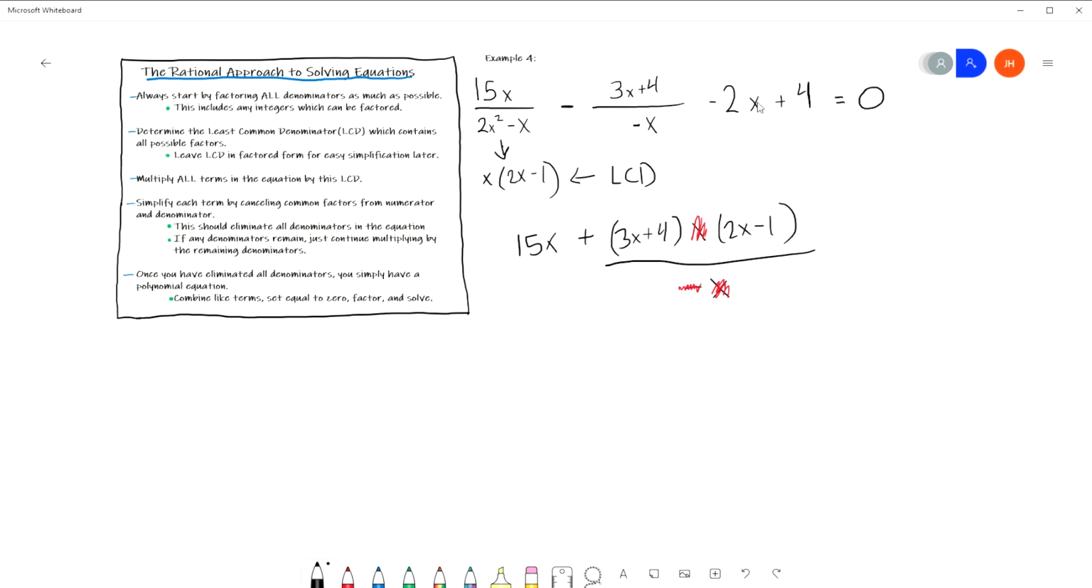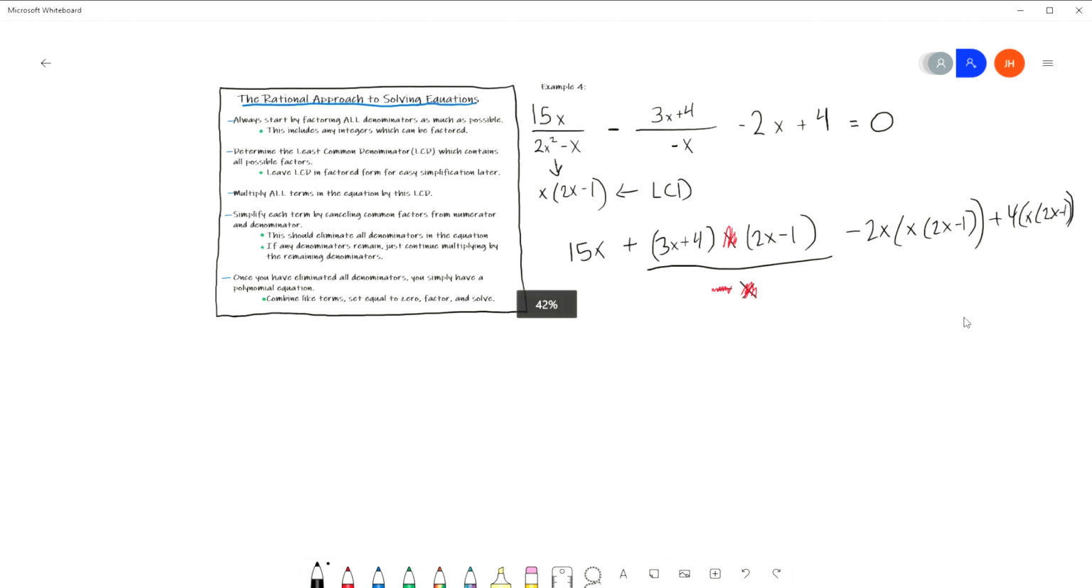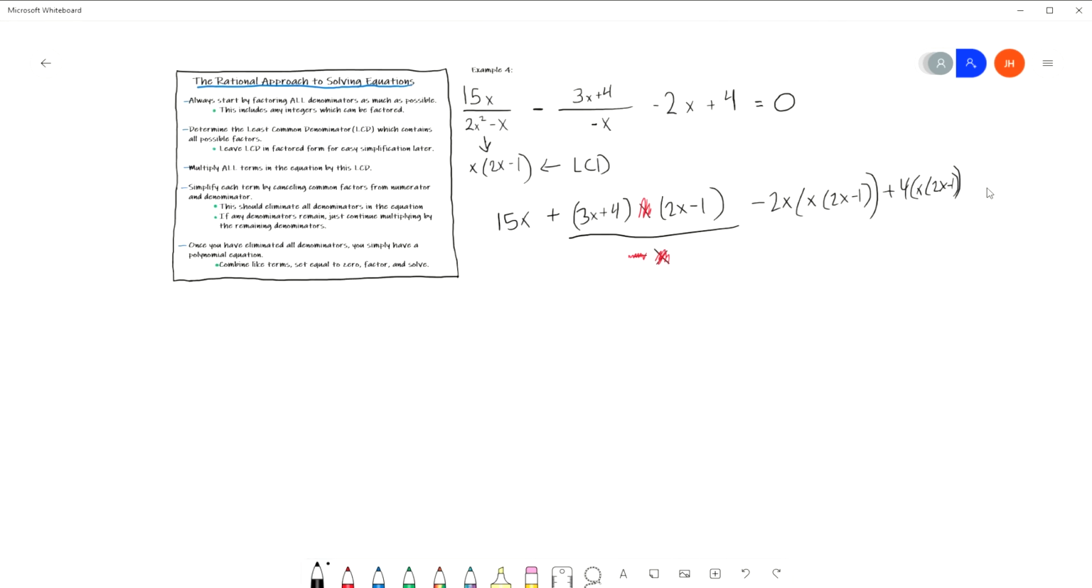This least common denominator will then multiply these guys here. I could do it all at once, actually, if I really want to, but I don't really want to. So I'm going to have minus 2x times x times 2x minus 1, and 4 plus 4 times x times 2x minus 1, and it all equals 0. All right, this looks like quite the mess. We should probably simplify our work a little bit out here, huh?